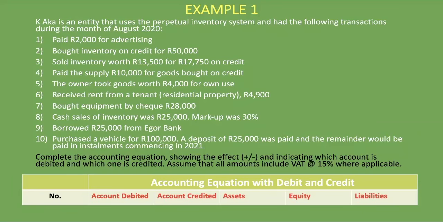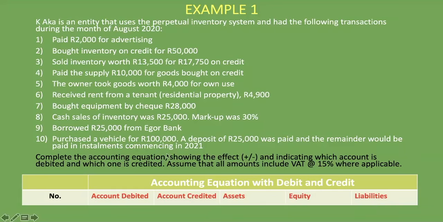You can see we have example 1 all the way to number 10, and we have to go through each transaction and apply it in doing the accounting equation. And you can see here we have the format, accounting equation with debit and credit. We have the number, the account that will be debited, the account that will be credited, and then we have our assets, equity, and liabilities as the accounting equation is.